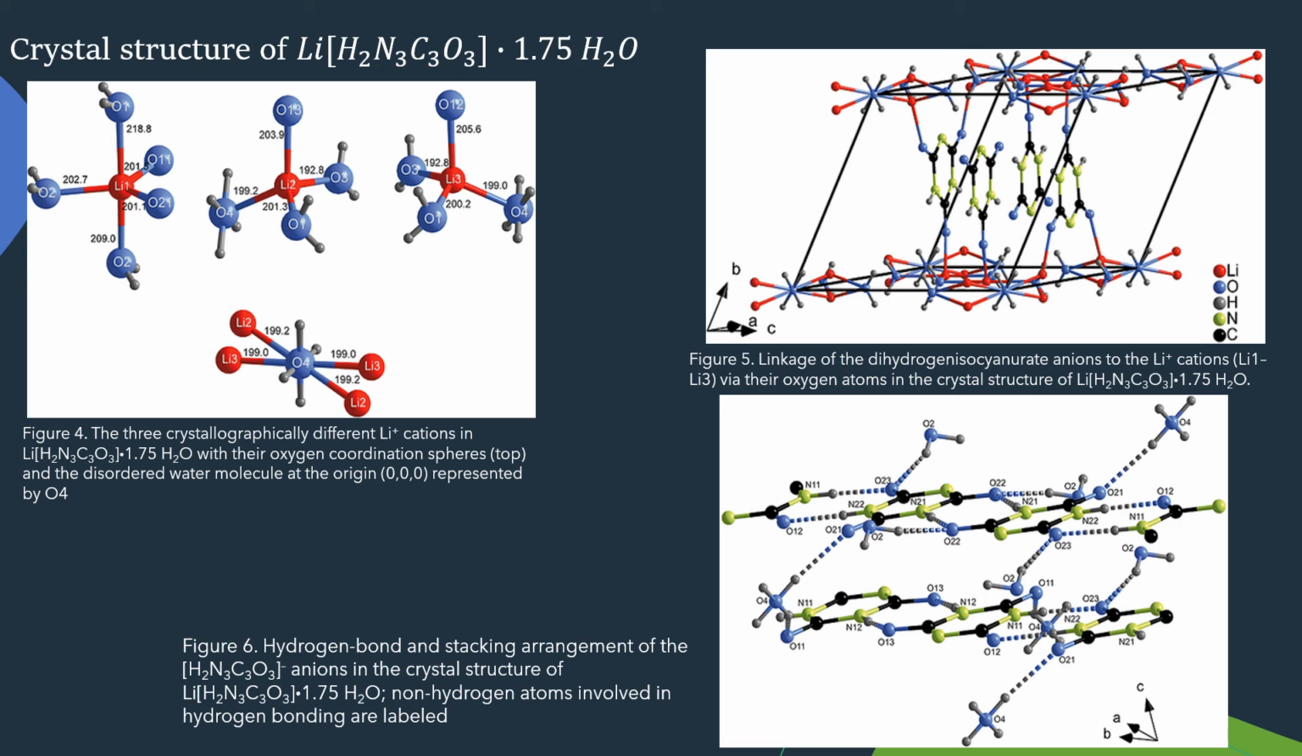Lithium 1 and lithium 3 are, with about 100 pm distance, very close to each other, and exhibit next to the identical tetrahedral coordination pattern by 3 water molecules and 1 cyanurate anion represented by an oxygen atom, but both lithium cation positions are half occupied.